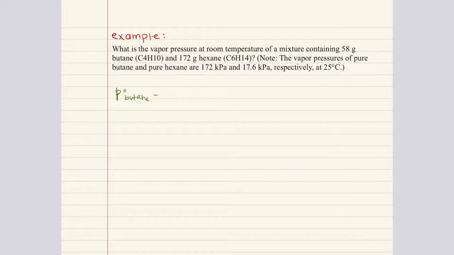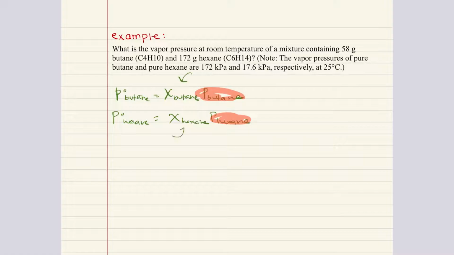Now, to calculate the vapor pressure of each component, let's start with butane. We're going to need to multiply the mole fraction of butane with the vapor pressure of pure butane. And for hexane, we're going to need to multiply the mole fraction of hexane with the vapor pressure of pure hexane. Now we have the vapor pressure for pure butane and hexane, but we need to calculate the mole fraction for butane and hexane. We're given the mass of each. Let's go ahead and convert that to moles.